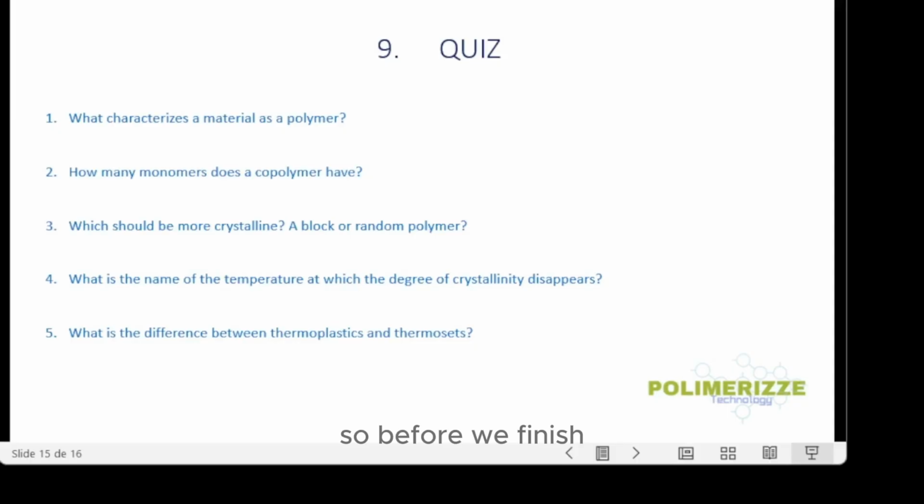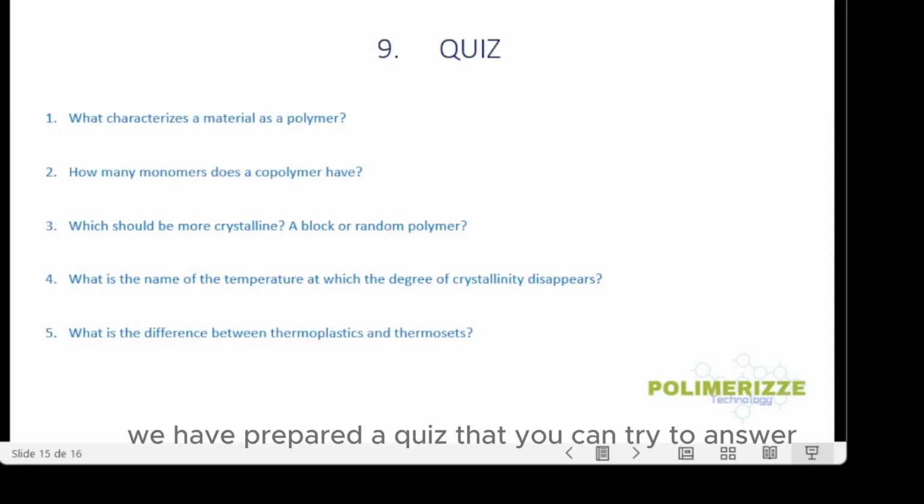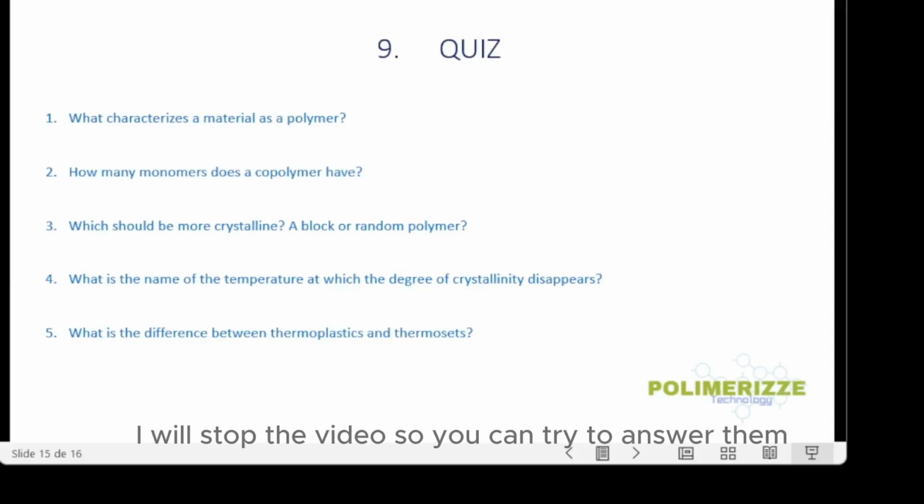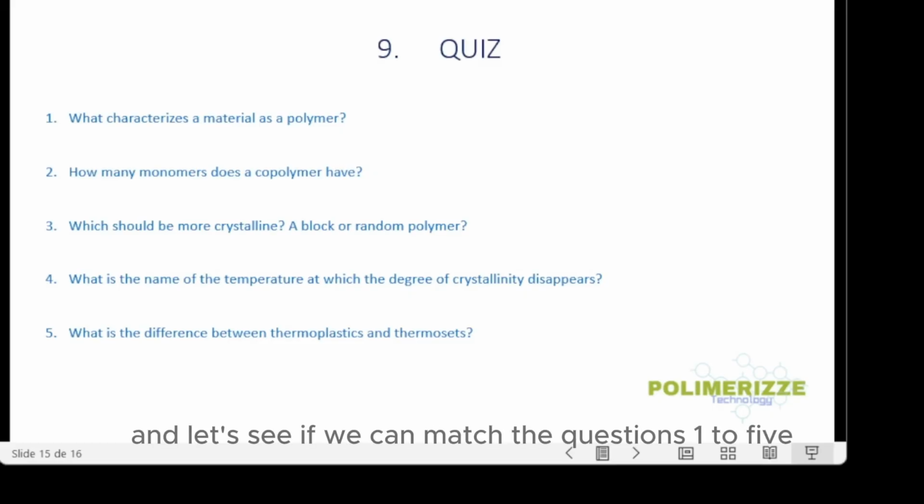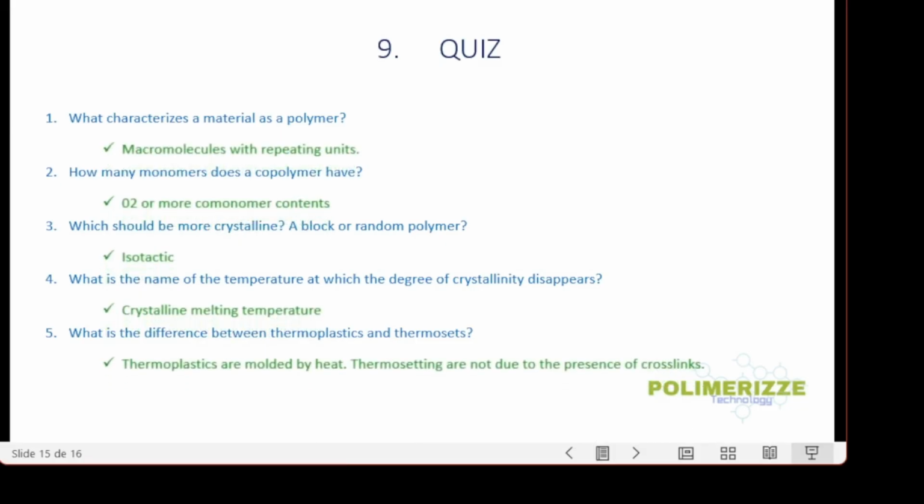So before we finish, we have prepared a quiz that you can try to answer the questions. I will stop the video so you can try to answer them, and we will see if we can match our answers. Okay, 3, 2, 1. Okay, there you go. Hope you had time to answer the questions. Let's see if we can match the questions 1 to 5. Please confirm if you have answered the same questions.